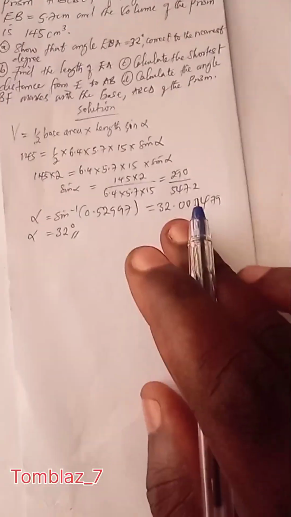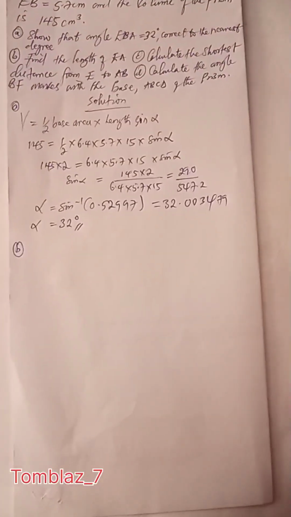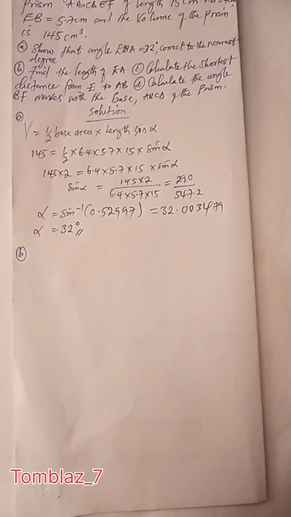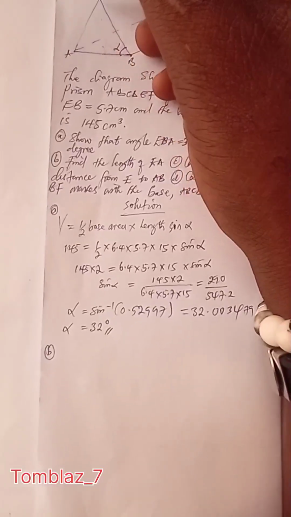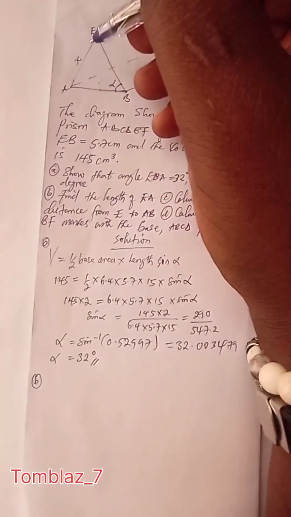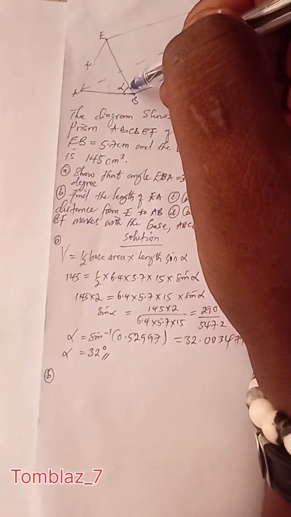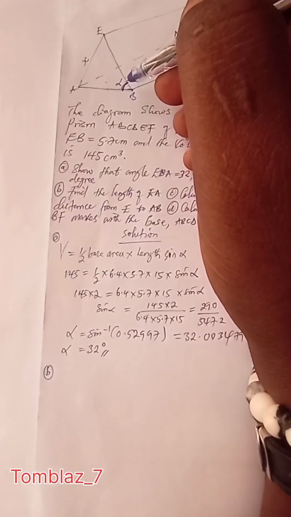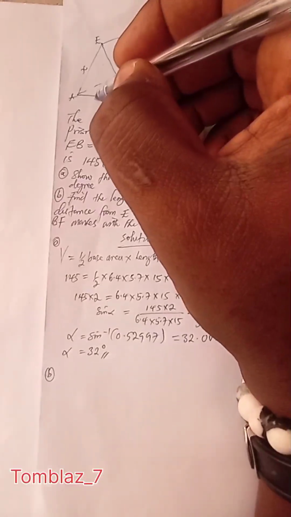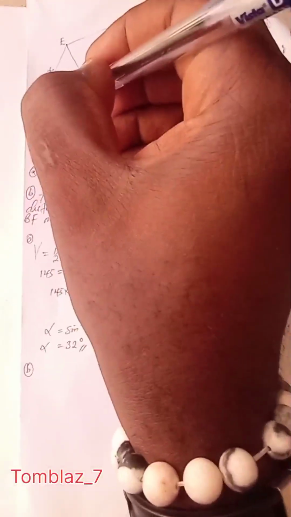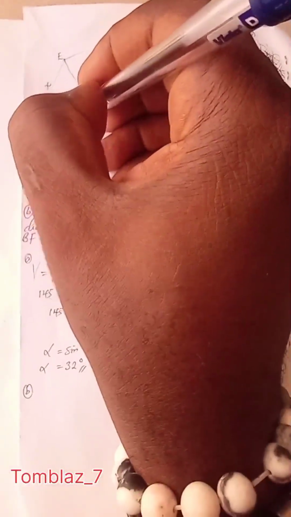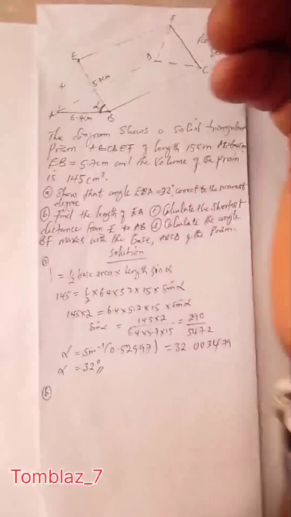Okay, so this is A. The next question said we should find the length EA. So we're going to be looking for this length, EA, this length here. If we call that length x, you can observe that it is opposite the angle we just confirmed to be 32, right? So if we label these values the way it is given, this is 6.4 centimeters, and this length from here to here is 5.7 centimeters, right?